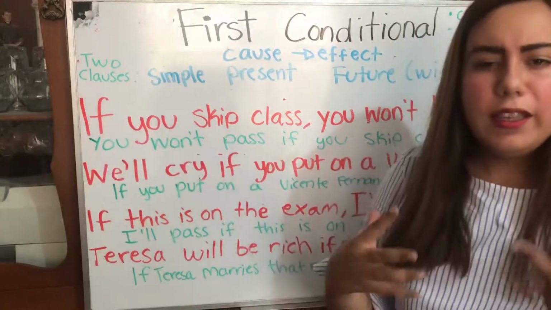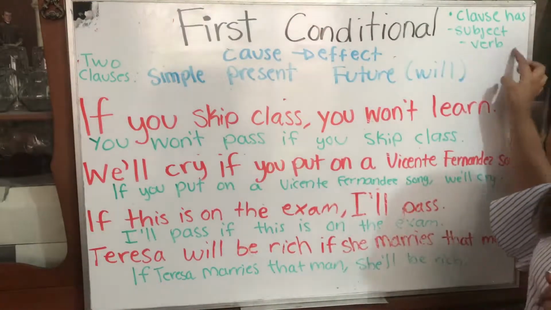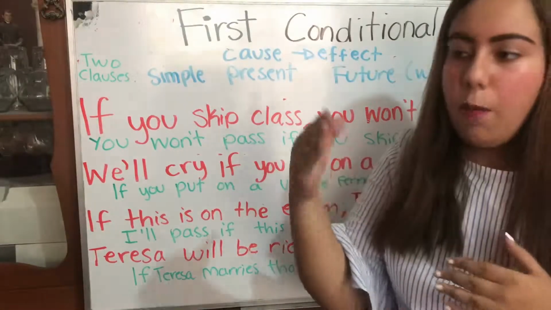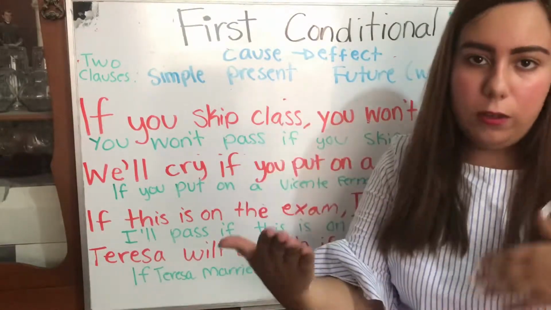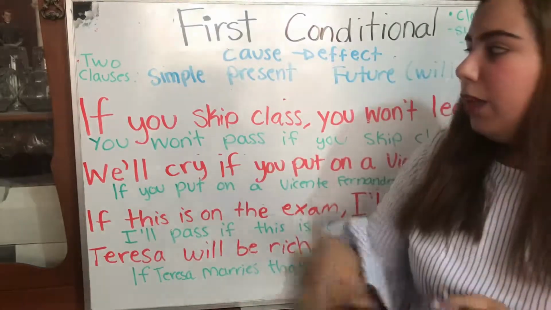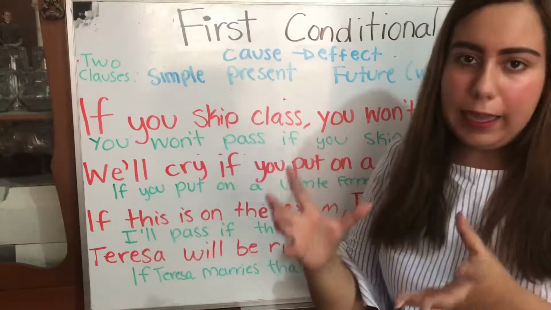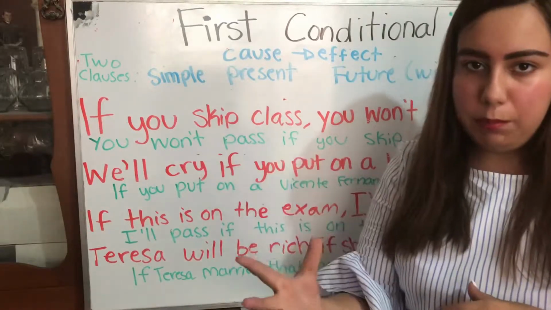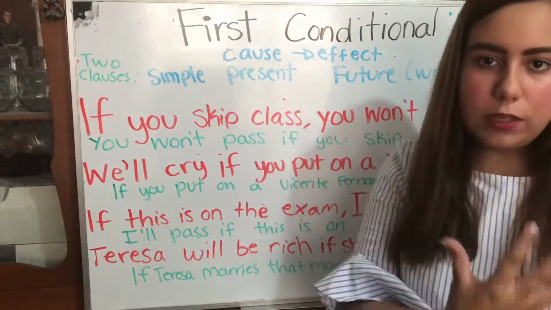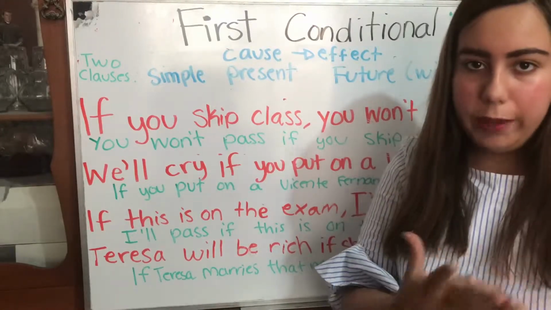Tenemos two clauses. ¿Qué es una clause? Recordemos, a clause es algo que tiene subject and verb. Es como una pequeña oración, pero tiene que tener forzosamente sujeto y verbo. No es una frase, es una clause, ¿ok? Entonces, two clauses. ¿Cuál es la diferencia? Aquí la causa la vamos a poner en presente simple y el efecto o la consecuencia la vamos a poner en futuro, utilizando will, ¿ok?